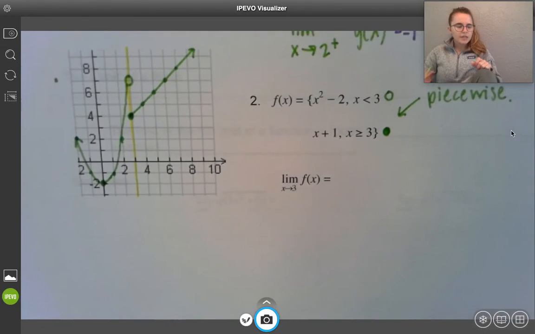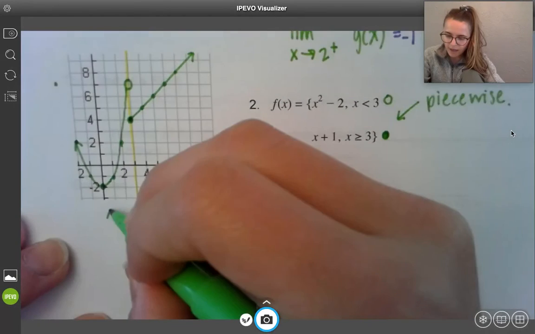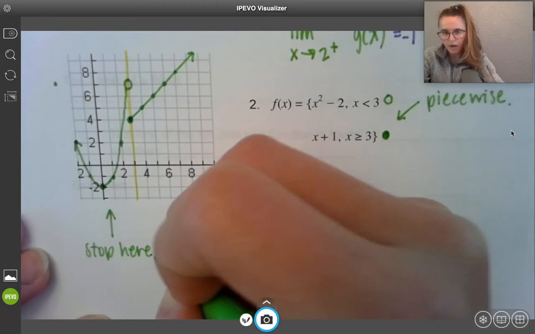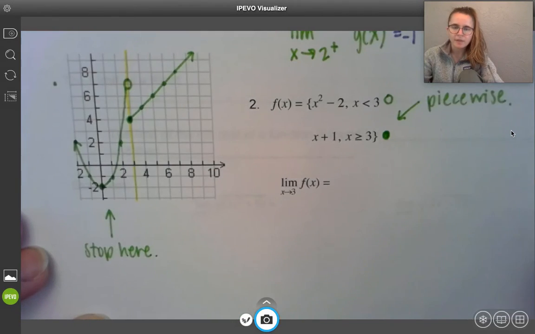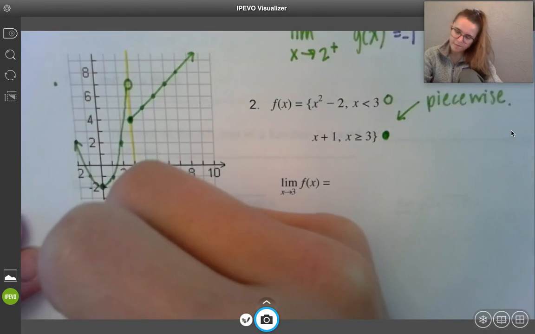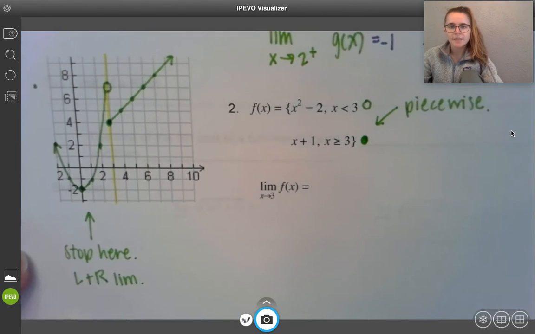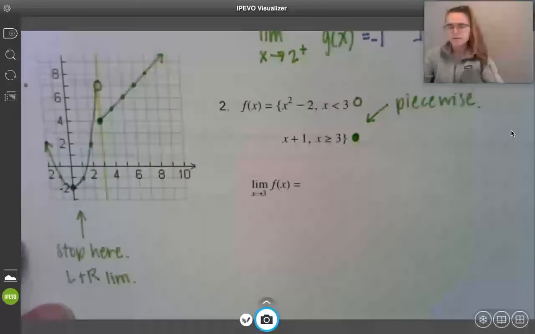So that was some good limit practice. I would go ahead and stop here, and just like the one above, find the limit from the left and the right. All right, I'm going to continue on. Hopefully you paused.